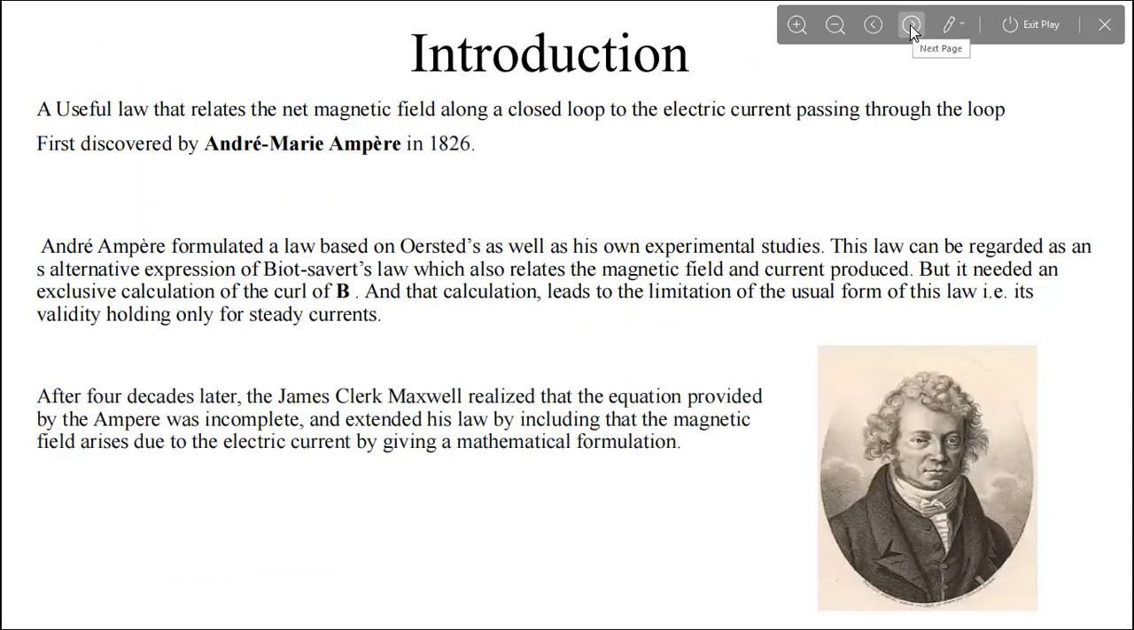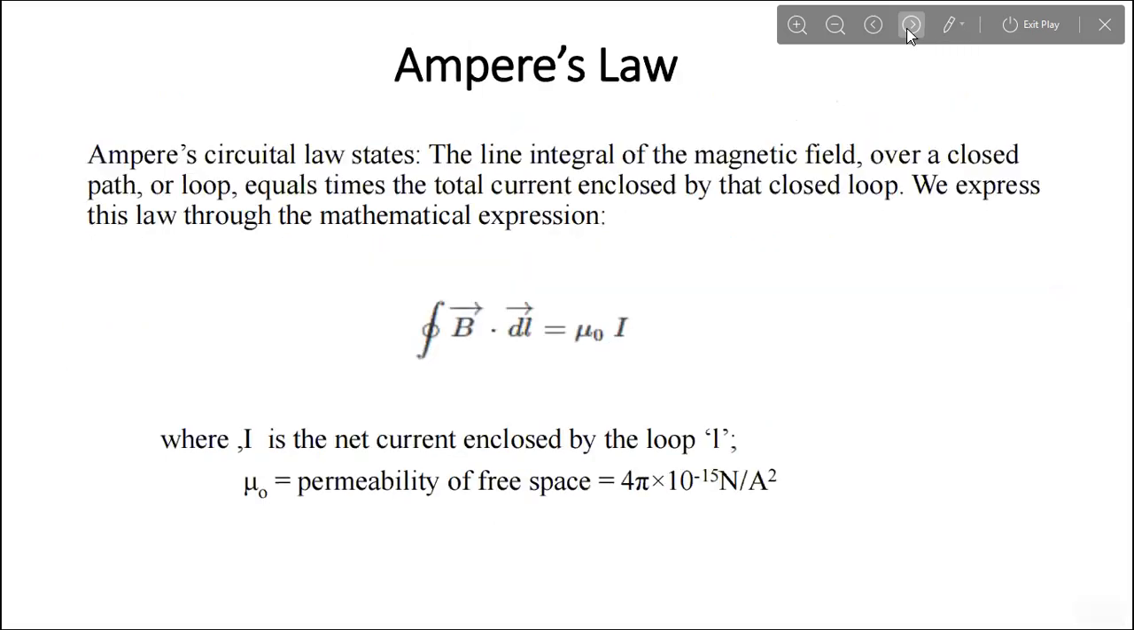Ampere's law is based on Oersted's experiment as well as his own experimental studies. This law can be regarded as an alternative expression of Biot-Savart's law, which also relates the magnetic field and the current that produces it, but it needs an explicit calculation of the curl of B, that means the magnetic field. So Ampere's law can be stated like this.